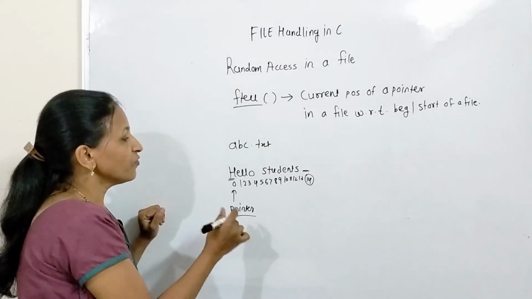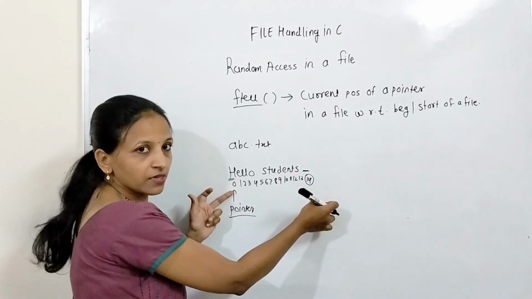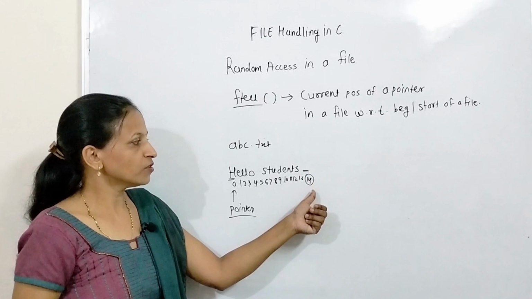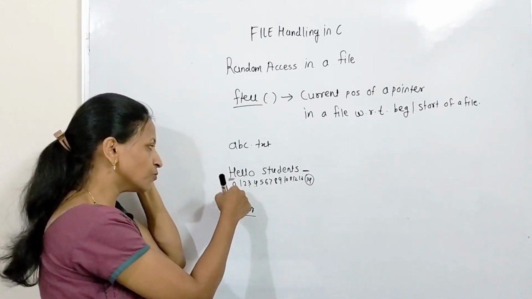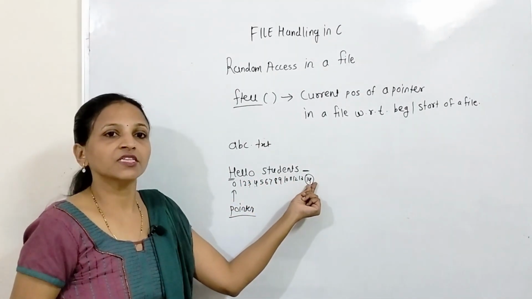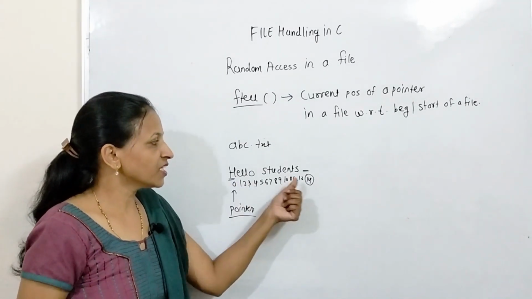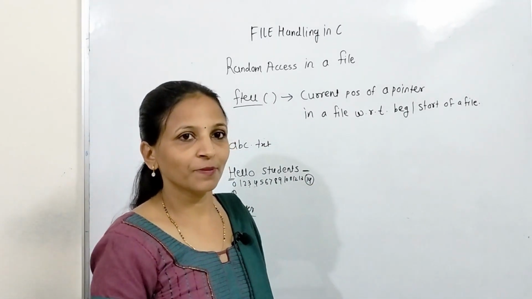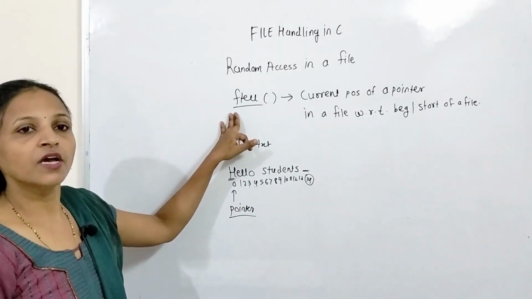Now see here, with respect to the beginning means the counting will start from the beginning. If you want to go to where the file pointer currently is, then you have to move forward that number of places indicated by this index. With respect to the beginning it will tell you the byte number, meaning counting will start from the beginning. This is all about the ftell function.